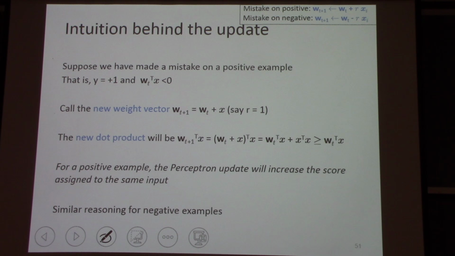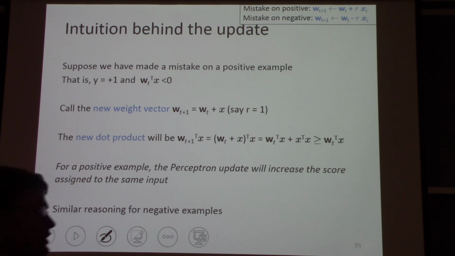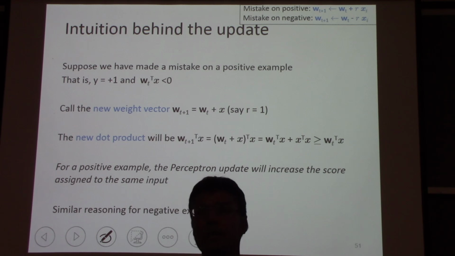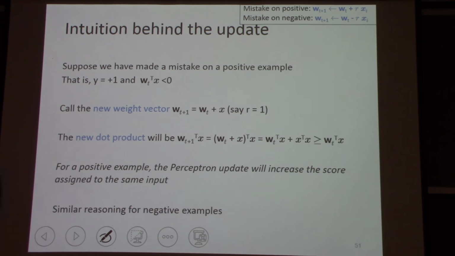I've summarized that on top. And let's say we made a mistake on a positive example, which means the true label y is positive, but w dot x is negative. So what the algorithm dictates is the new version, w_{t+1}, is w_t plus x. Why is that a good thing to do?